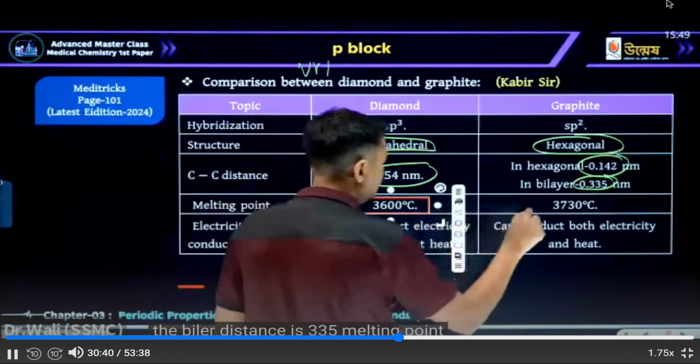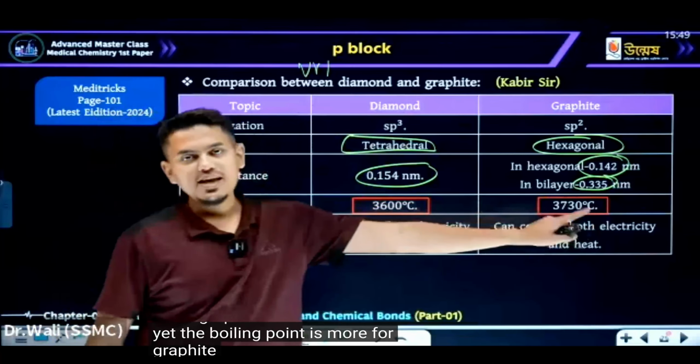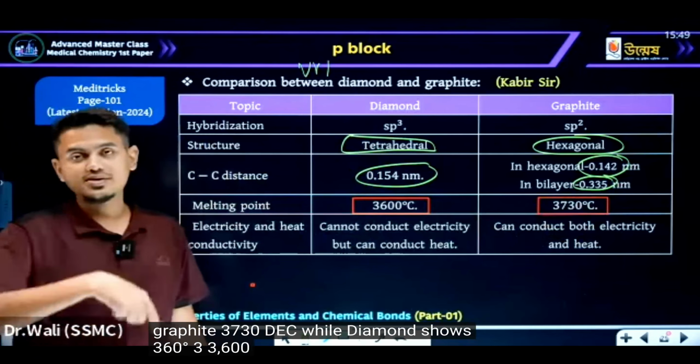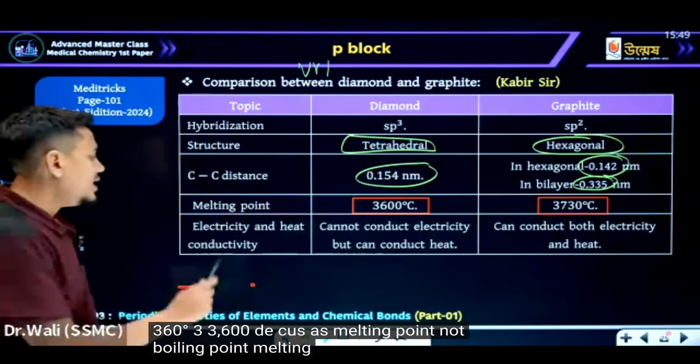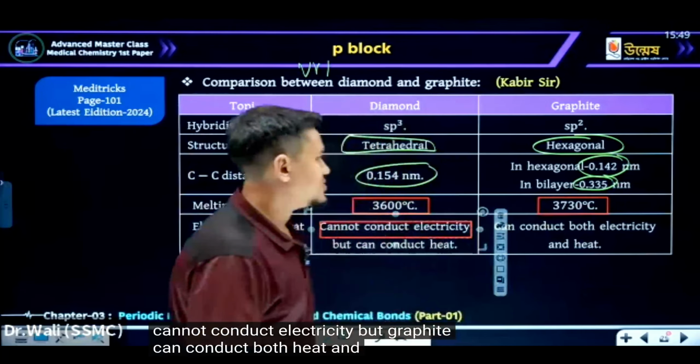Melting point is sometimes unbelievable. Why? Because we know graphite is weaker than diamond. Yet the melting point is higher for graphite, 3730 degrees Celsius, while diamond shows 3600 degrees Celsius as melting point, not boiling point, melting point. Diamond can conduct heat, but cannot conduct electricity. But graphite can conduct both heat and electricity.